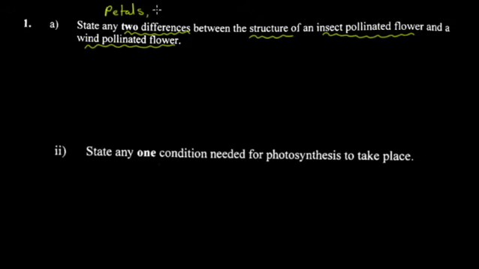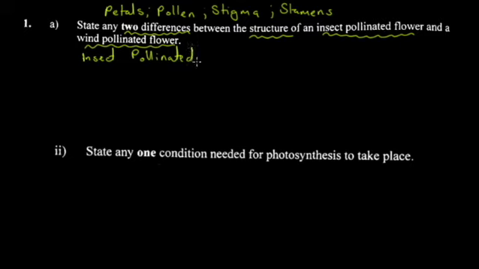The petals are certainly different. That's what we are going to include. And we're also going to include the pollen, and we're also going to include the stigma. Okay, so there's three of the things that we're talking about, but you can also include the stamens. Okay, so there's these four. So insect pollinated flower on one side, and then wind pollinated flower.